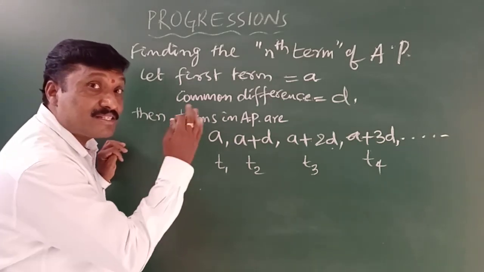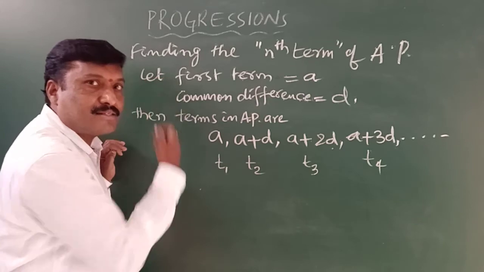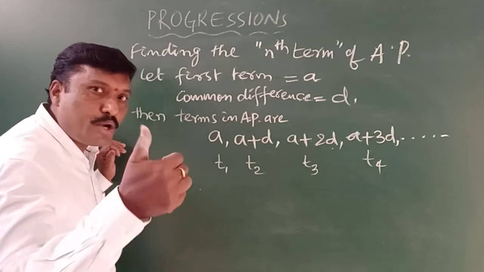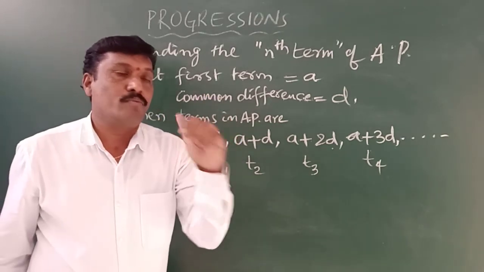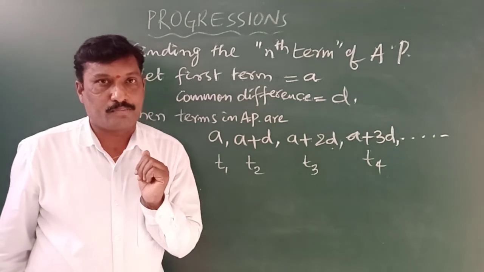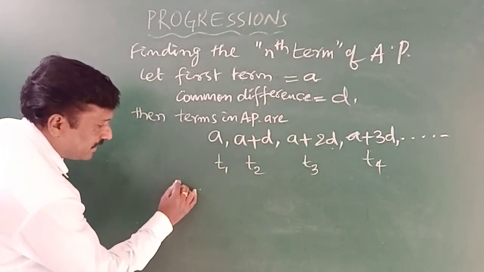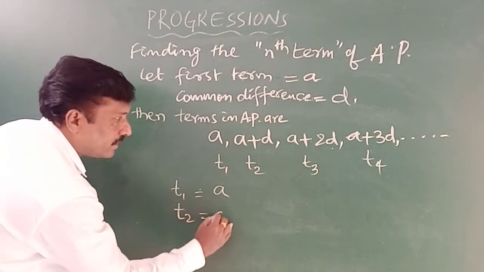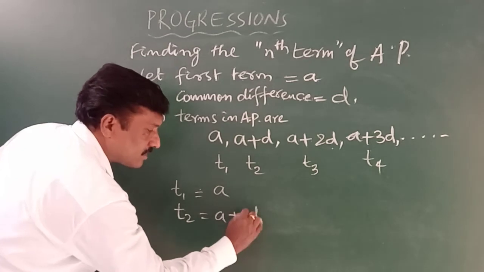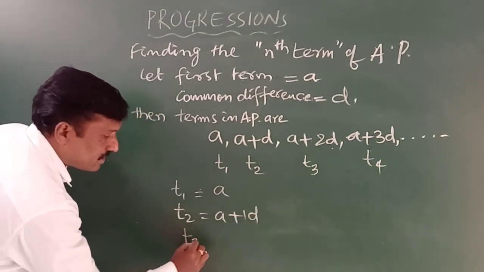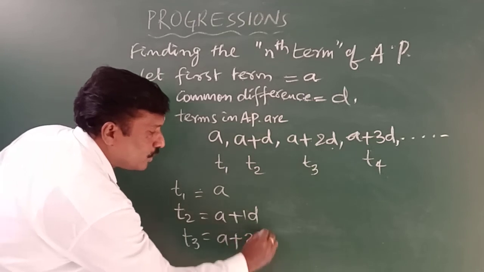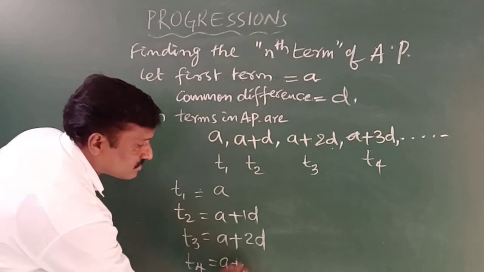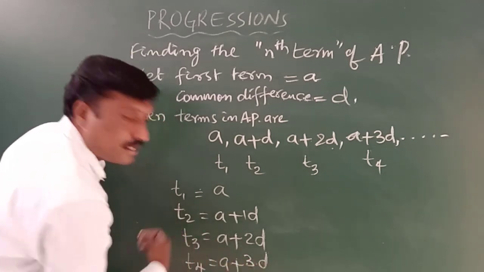Now, you can see the pattern whichever we have taken the example in the previous. Here also I am going to follow the same. So you are going to get one principle for the nth term of the arithmetic progression. If I take term 1, you are going to get a only. Term 2, it is coming as a plus d. It is nothing but 1d. Term 3, it is a plus 2d. And term 4 is a plus 3d.